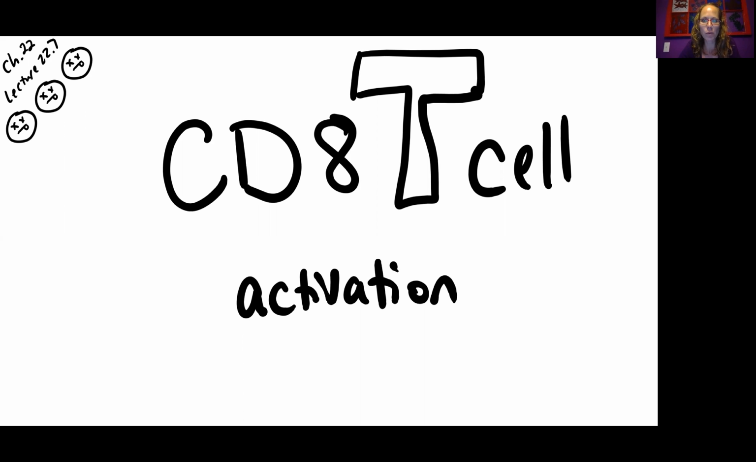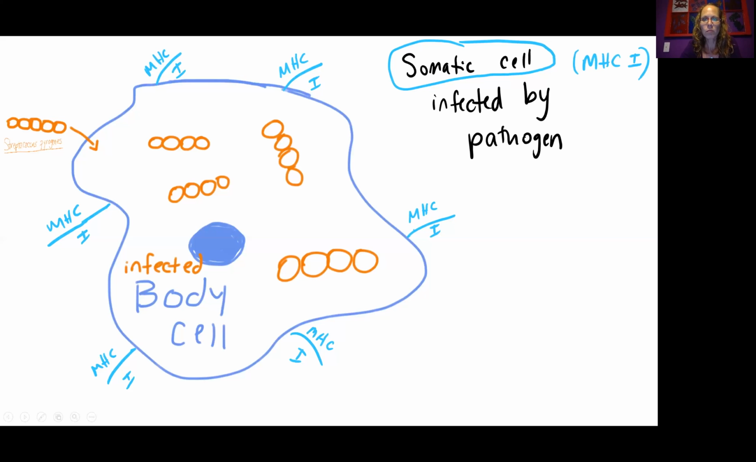Our topic for this video is how we get our CD8 T cells activated. So we're looking at our immune response, which is going to be initiated by a self cell, because remember, CD8 T cells are going to recognize and bind to class 1 MHC protein. Okay, so to begin, we're going to start out with an infected body cell.